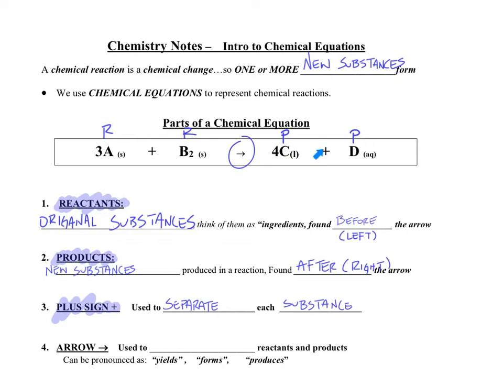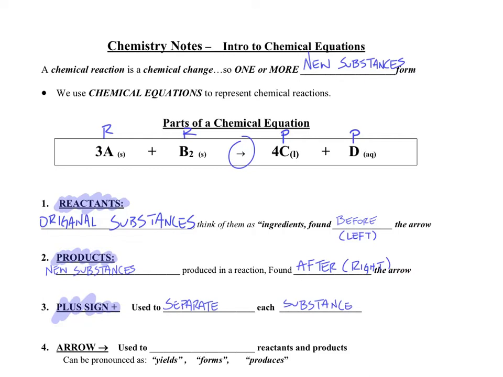Here I've got a plus sign separating C and D. It's telling me that C is its own substance and D is its own substance. They are not bonded together. They are completely separate. If there's no plus sign, then we'll assume that the two substances are bonded together chemically, but when there are plus signs, that's telling us that they are separate from each other.